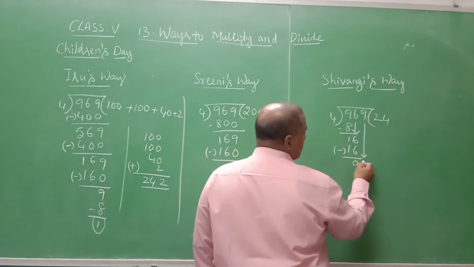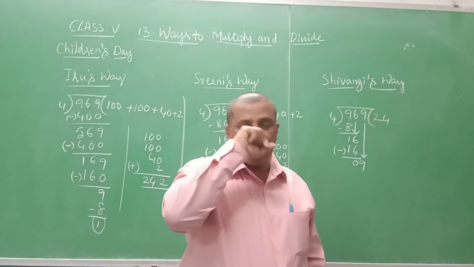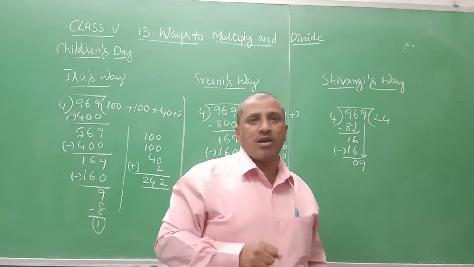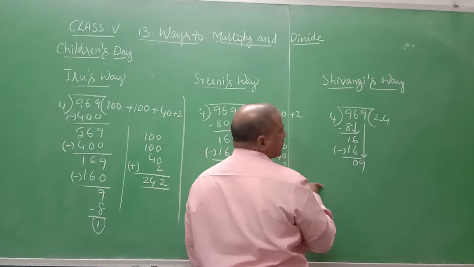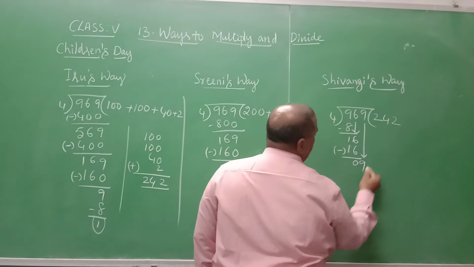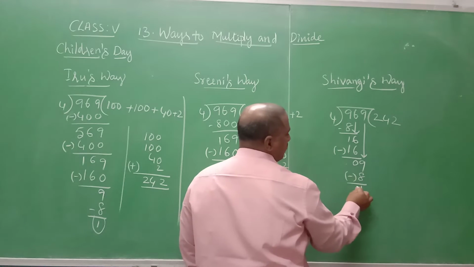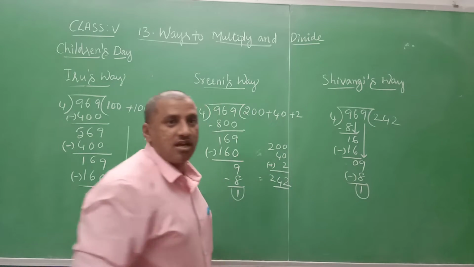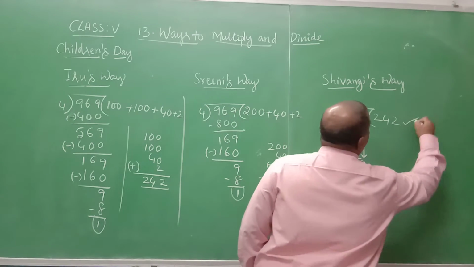So she brought down 9 and checked how many times we get 9 in the 4 table, or the nearest value. Yes, we did this already in the first step. 4 twos are 8. Now subtract, 9 minus 8 is 1, and 0. So what is the remainder? And what is the quotient which she got? It is 242.